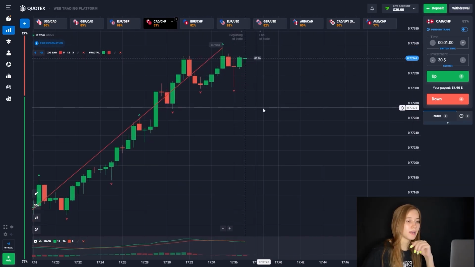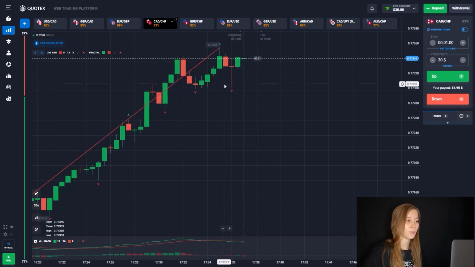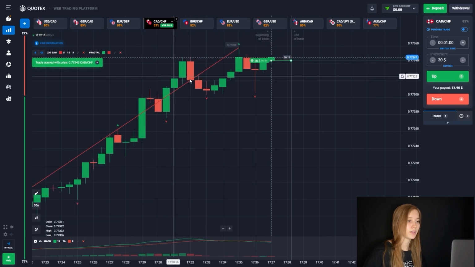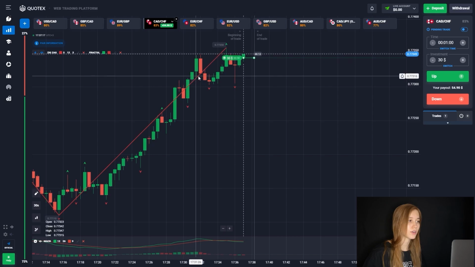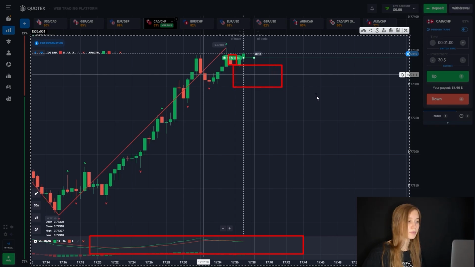So here we see that we have formed a flat. We see a small pullback. I think we can go up here. A good entry into the trade. I explained the entry principle. We see that we have a strong upward movement. MACD and zigzag show us about it. At this moment there was a rollback, a support zone with a low point formed. So we went up the trend.